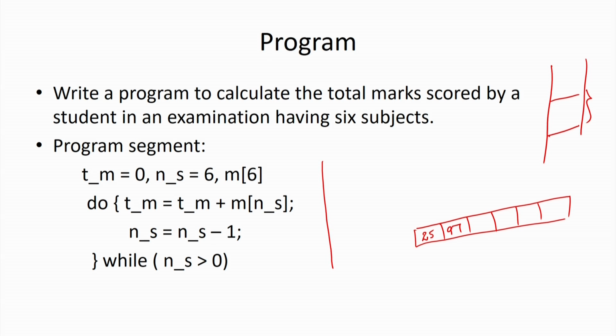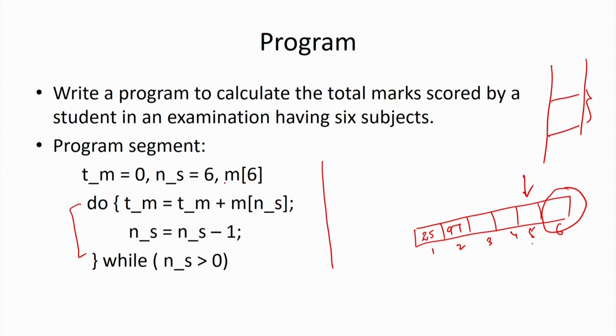Now what I am going to do is t_m = t_m + m[n_s]. If these are locations 1, 2, 3, 4, 5, 6, first I add the contents of the location to the total marks, so total marks become 0 plus something. Then we decrement n_s by 1, n_s minus 1, so now n_s becomes 5. I am going to perform this operation while n_s is greater than 0.